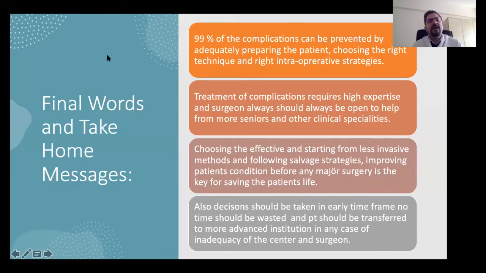The 99% of the complications can be prevented by adequately preparing the patient, choosing the right technique and right intraoperative strategies. And treatment of complications requires high expertise, and the surgeon should always be open to help from more seniors and other clinical specialties. And choosing the effective, starting from less invasive methods and following salvage strategies will improve the patient's condition and save the patient's life. Also, these decisions should be taken in an early time frame.